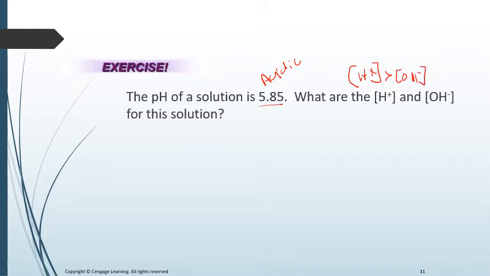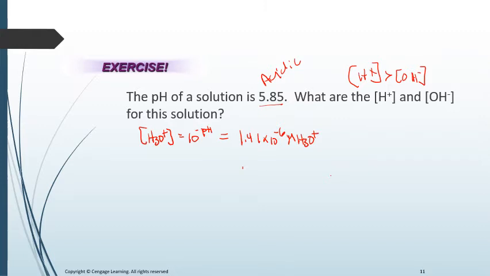As we start this problem off, to determine the H plus or the H3O plus concentration, I take 10 and raise it to the negative pH value. So in this particular instance, if I take the second log of negative 5.85, we end up with 1.41 times 10 to the negative 6th molar H3O plus.